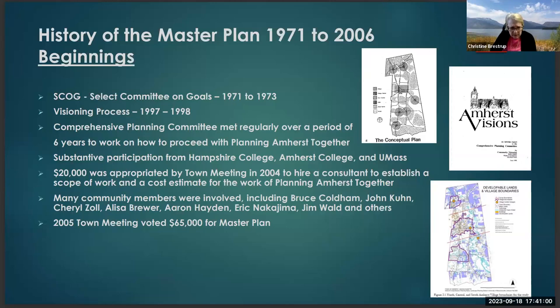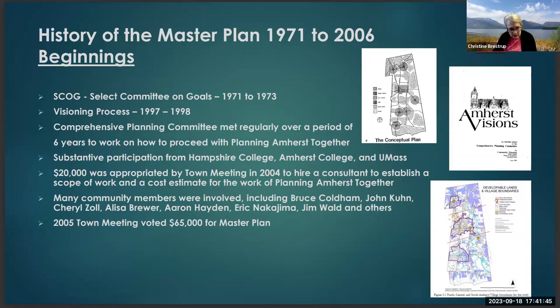The Comprehensive Planning Committee started meeting regularly around the time that the Amherst Visions process was completed. And they met for a period of 6 years to work on how to proceed with the process of planning Amherst together. And Planning Amherst Together was the title given to the master plan process. There was substantial participation from the colleges and the university, and $20,000 was appropriated in 2004 to hire a consultant to establish a scope of work and a cost estimate for the work of the Planning Amherst Together group. Many community members were involved, including Bruce Coldham, who is currently on the planning board.